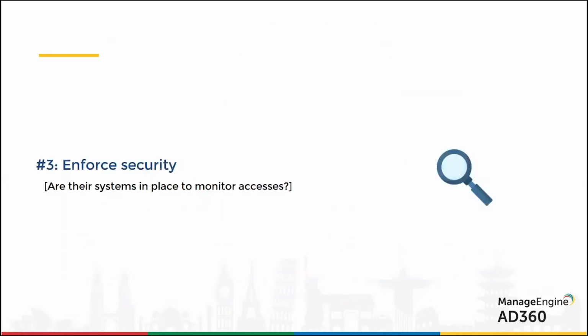The third important and the last part of an efficient IAM solution is to enforce security. Are there systems in place to monitor the access? The first part was visibility on on-premise and Azure AD. The second part was setting up efficient management actions, which we just did. The third part is to ensure security.